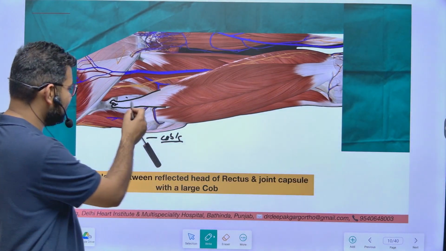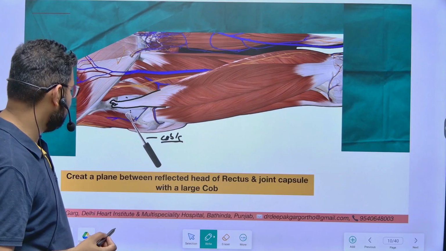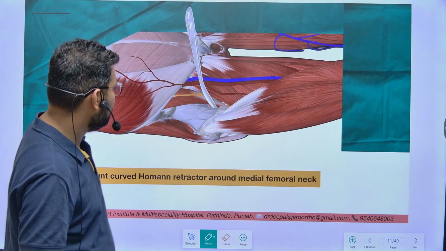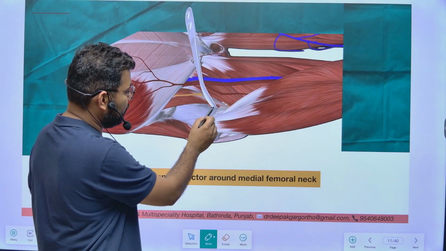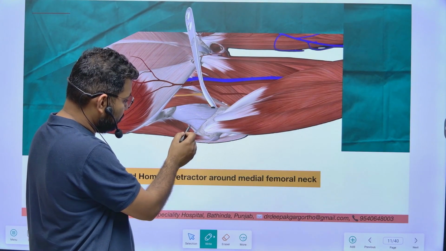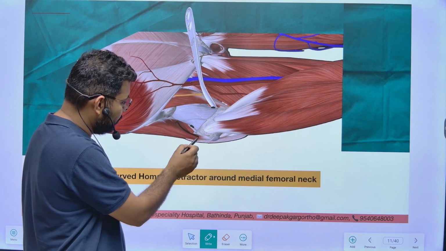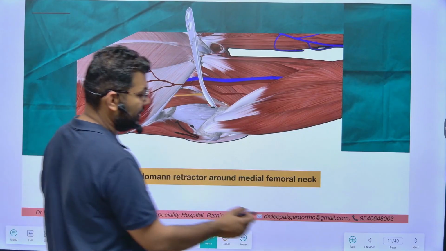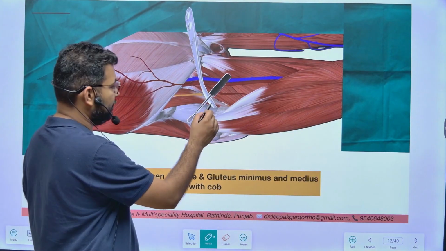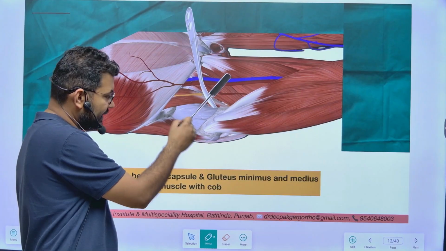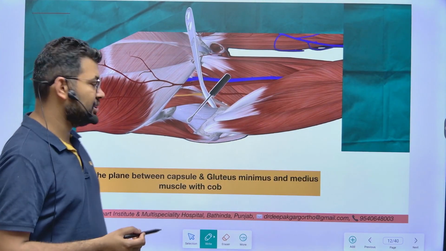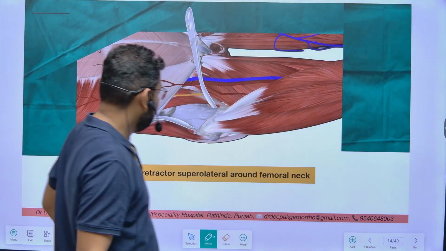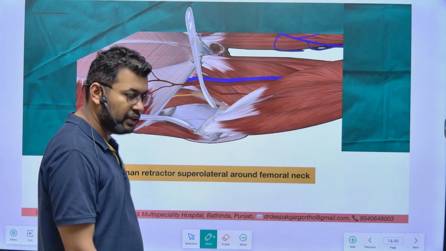So with this we release this capsule, and once we release this capsule, we then put a retractor on the medial side of the neck of the capsule, and on the superolateral aspect we can see these are the attachment of the gluteus medius and the minimus muscle. So we put another Hohmann retractor on the superolateral and inferomedial side. So this is inferomedial, this is superomedial. With the corpse retractor we will release the attachment of the glutei muscle with the capsule. So we do this on both sides of the neck.